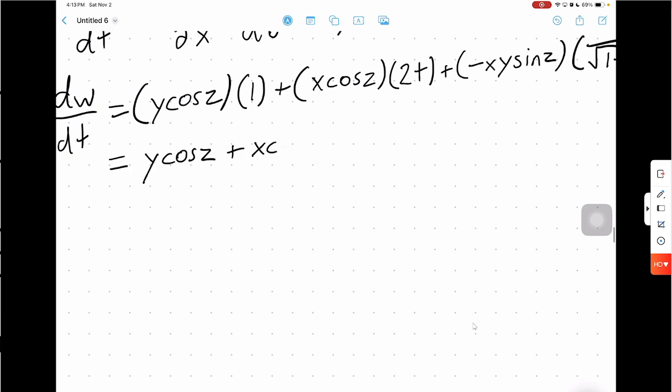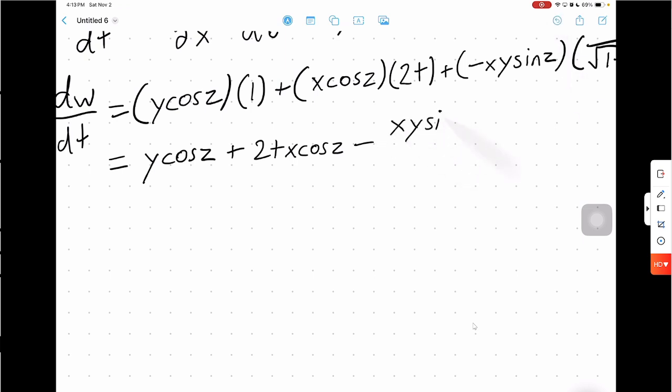And that's going to be it, because apparently we do not have to simplify this as a function of only t. So I'm going to just leave it like this afterwards. 2tx cosine of z minus xy.